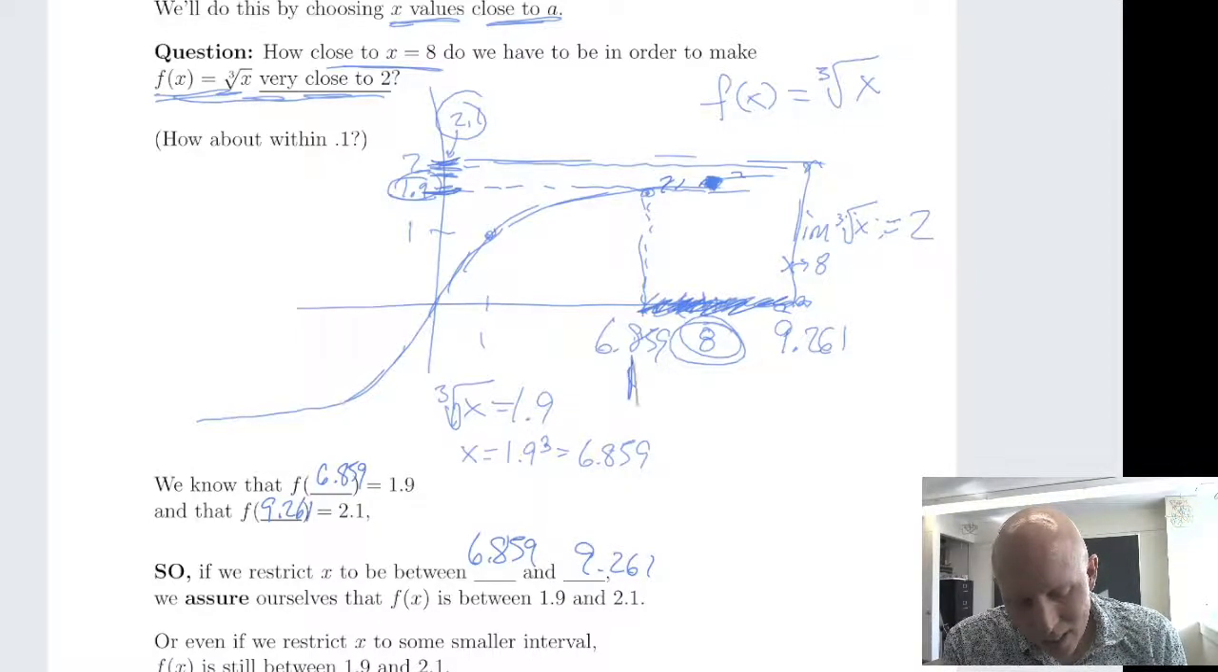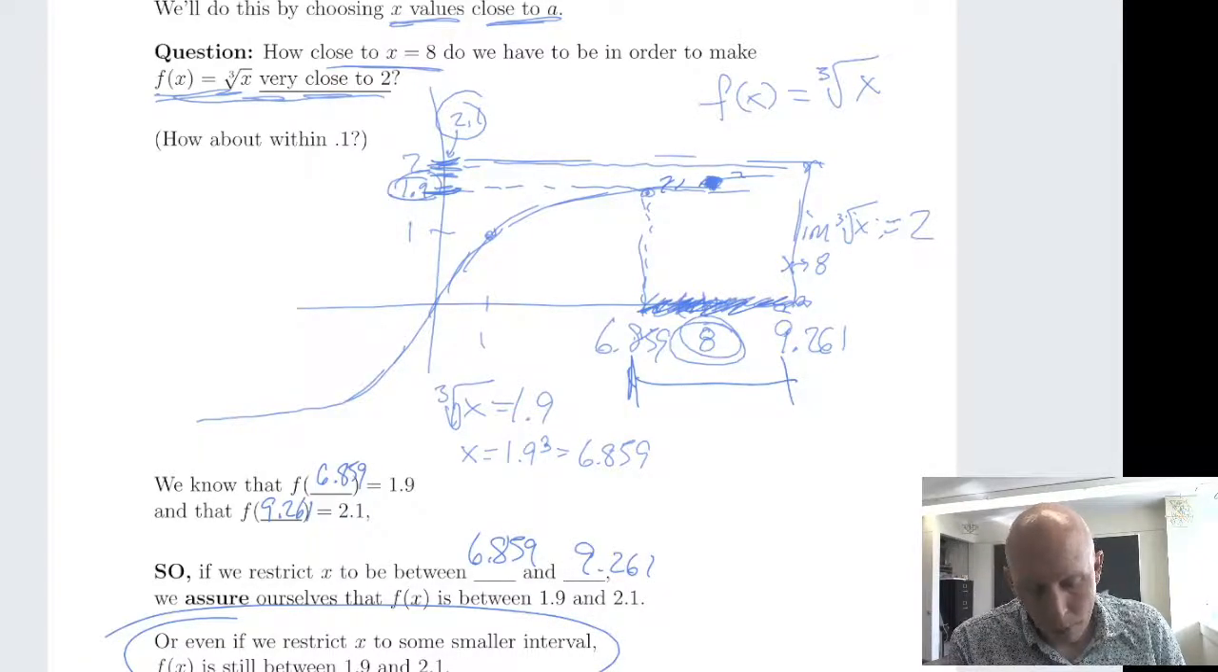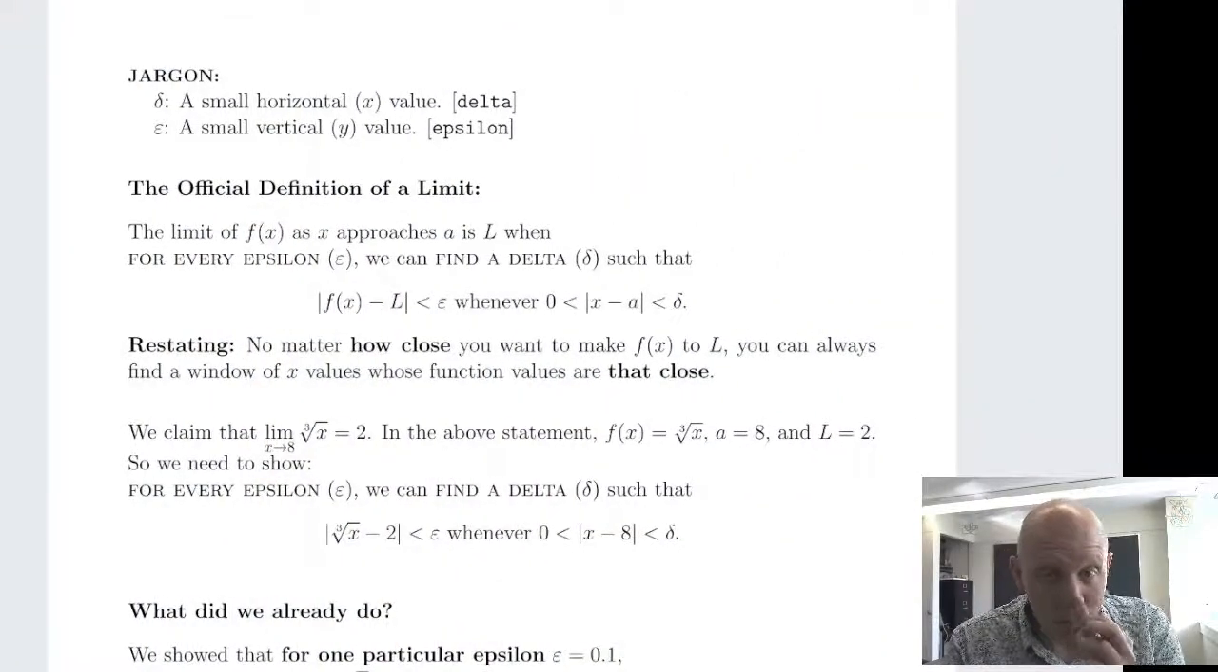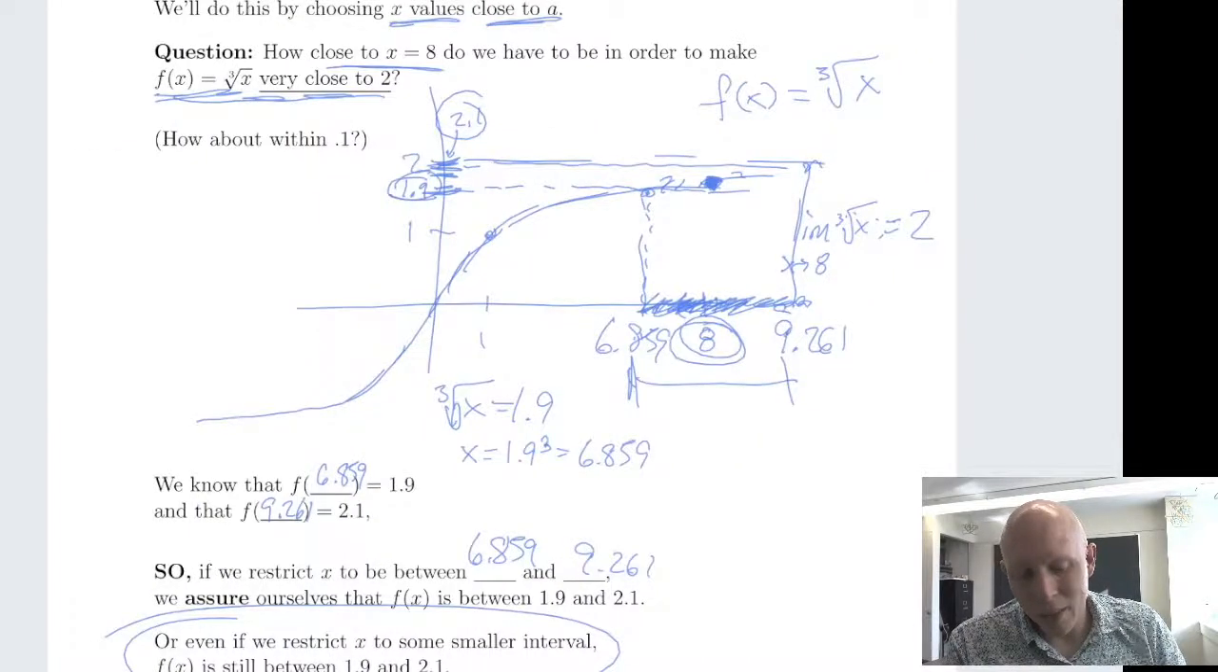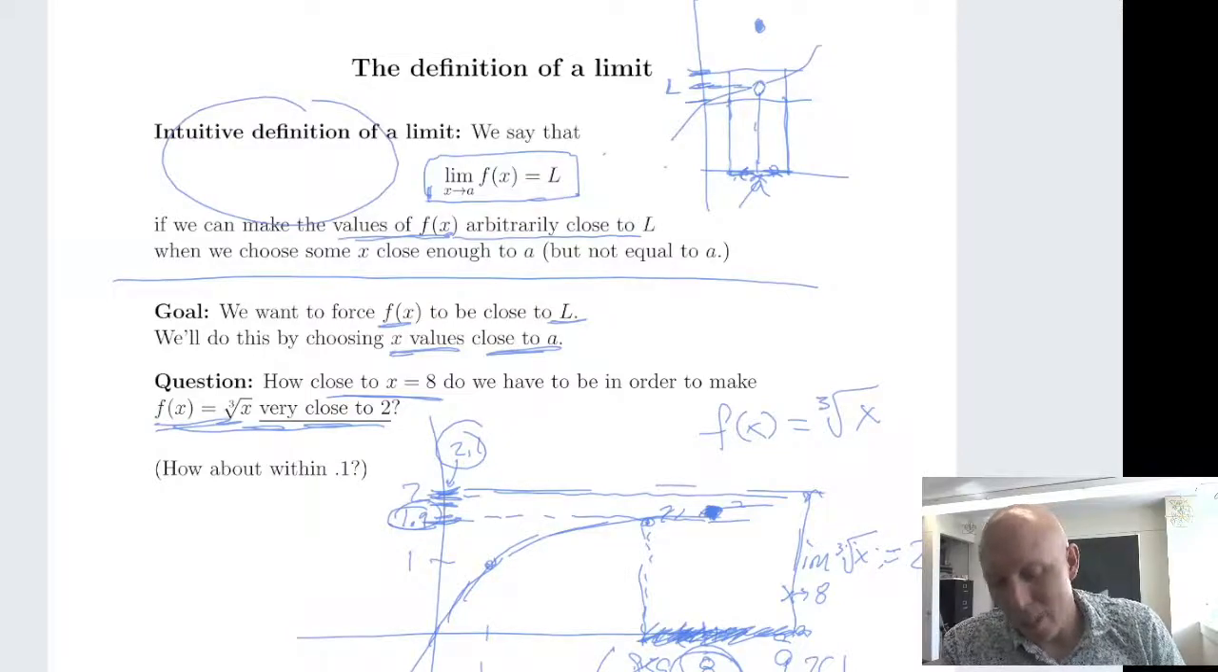And it doesn't just have to be between 6.8 and 9.2. It could be between 7.5 and 8.5. If we chose a smaller interval, that would also be the case that the function is between 1.9 and 2.1. Alright, so that's what's happening when we're talking about this limit. We're talking about showing that the function values get really close to L.